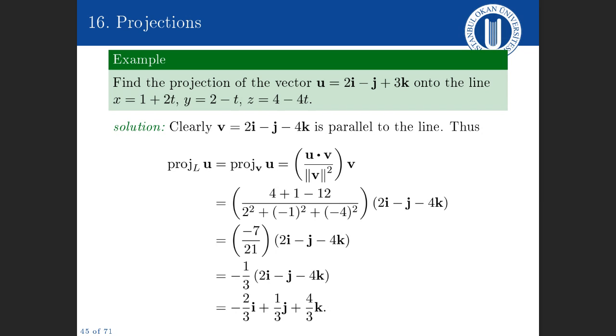When you have a moment to rewatch this video or to read the lecture notes, check the details, check that I haven't made a mistake here. It should be minus 2/3 i plus 1/3 j plus 4/3 k.